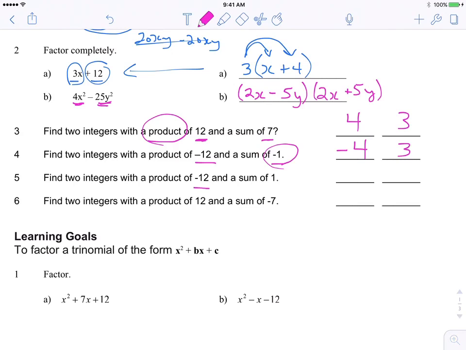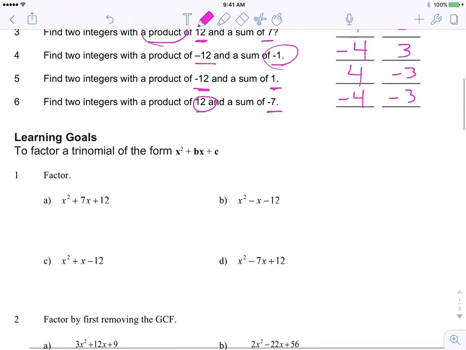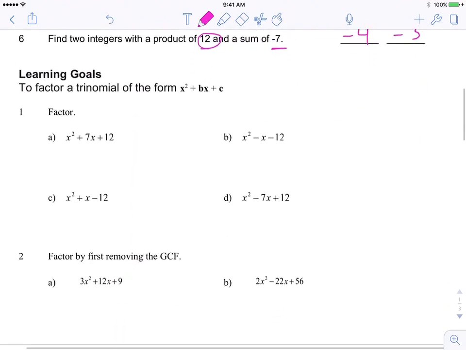In this case, I want a negative 12 again when I multiply, but I want a positive 1. So I'll make the 4 positive and the 3 negative. So when they add together, I'll end up with a positive 1, but they'll still multiply to get me a negative 12. If I want a positive product but a negative sum total, then both numbers are going to have to be negative. When they add together, I get negative 7, and when they multiply, the negative is gone, it becomes positive. That knowledge comes in handy here for factoring.